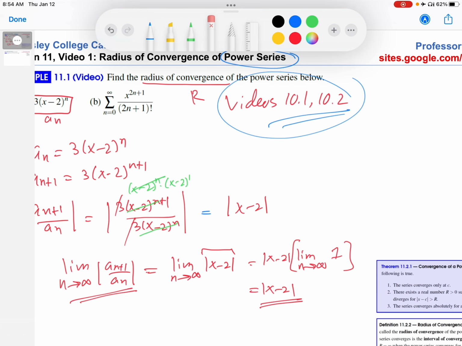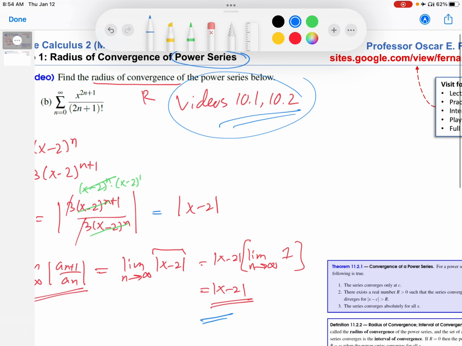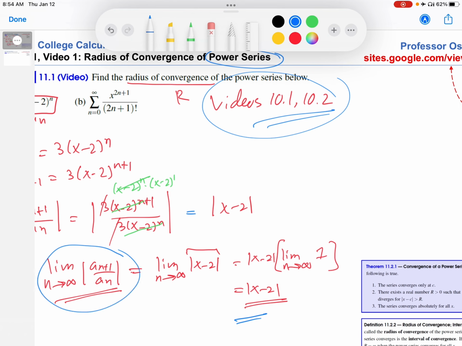We didn't get a number here, right? So we just got absolute value of x minus 2. So here's what we do. In the ratio test, whatever you get from this limit, the only way that you get convergence is if it is less than 1. That's literally the ratio test theorem, right?